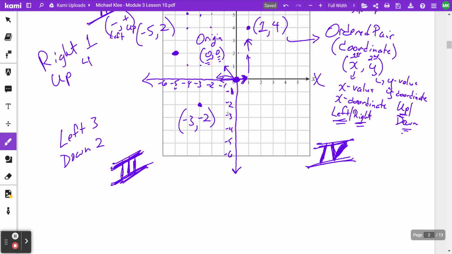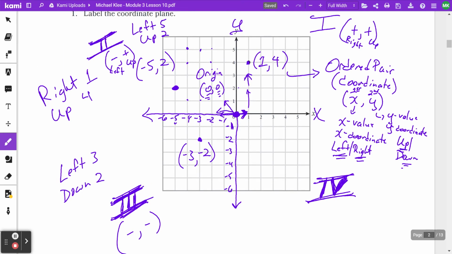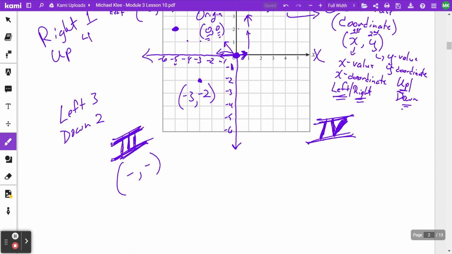as well. Okay, which is why for quadrant 3, I always like to put a little negative, comma negative, because everything in quadrant 3 will always be an x value negative and a y value negative. You will always go left and then you will go down. Okay, anything left will be negative, anything down will be negative as well.